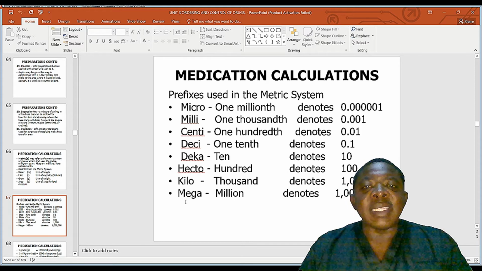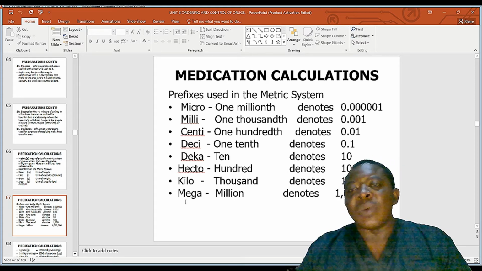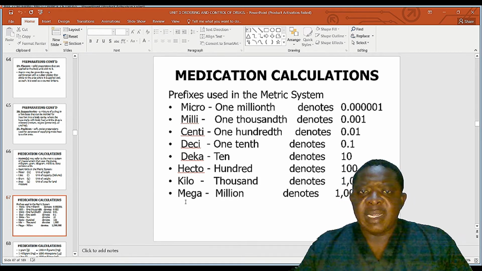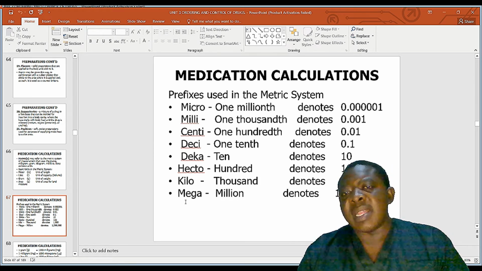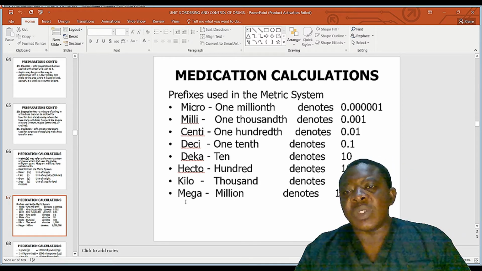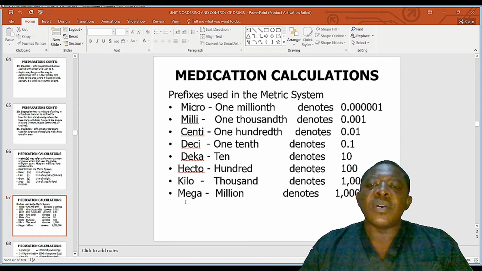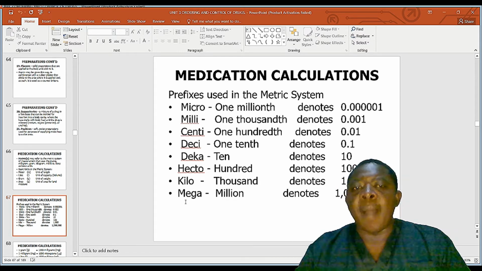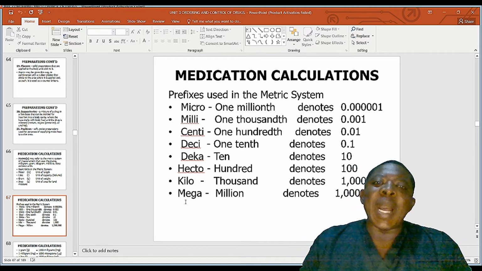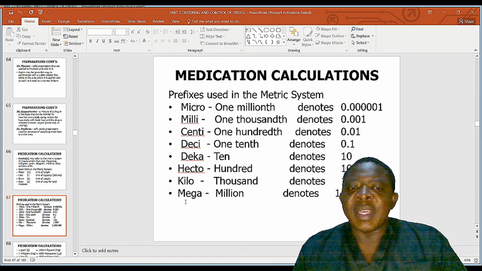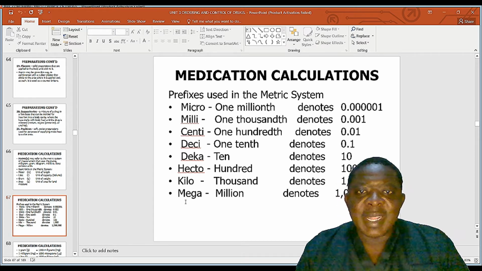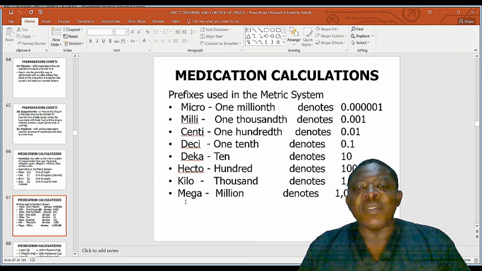Then deci, that is 1/10, so that is 0.1. Then deca, that is 10. Then hecto, that is 100. Then kilo, thousands, that is 1,000. Then mega, million, the opposite of micro: 1 million is mega. Opposite of milli, 1,000, we have kilo and the like.